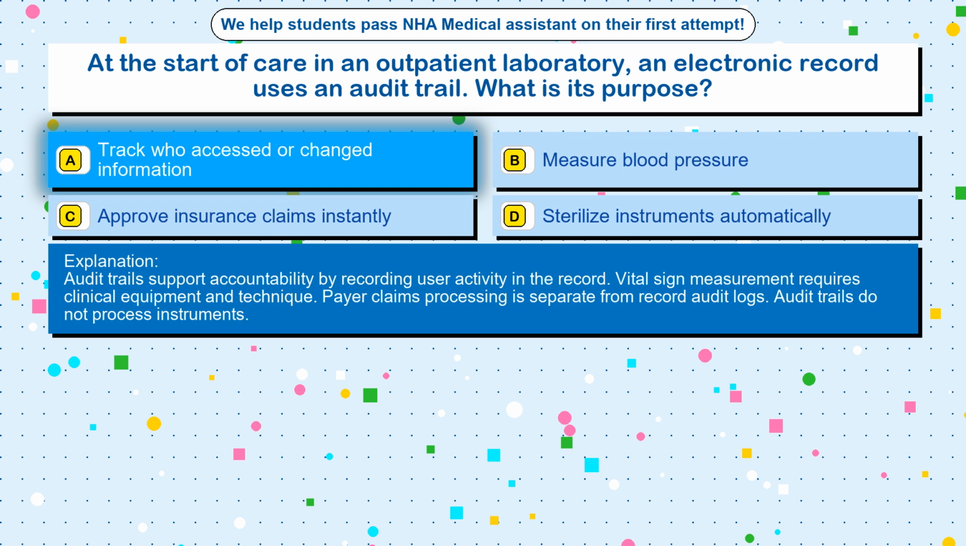Audit trails support accountability by recording user activity in the record. Vital sign measurement requires clinical equipment and technique. Payer claims processing is separate from record audit logs. Audit trails do not process instruments.